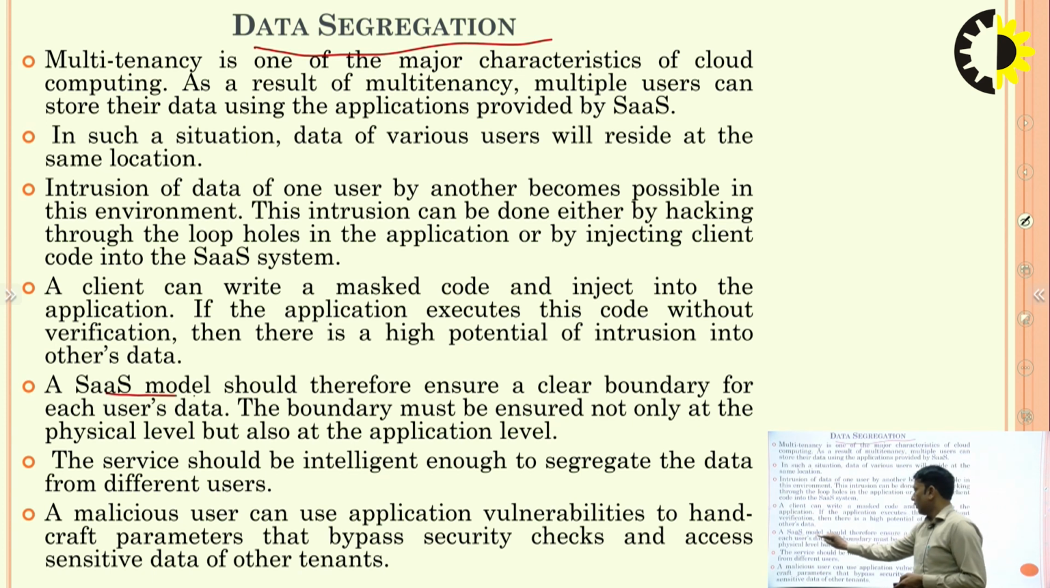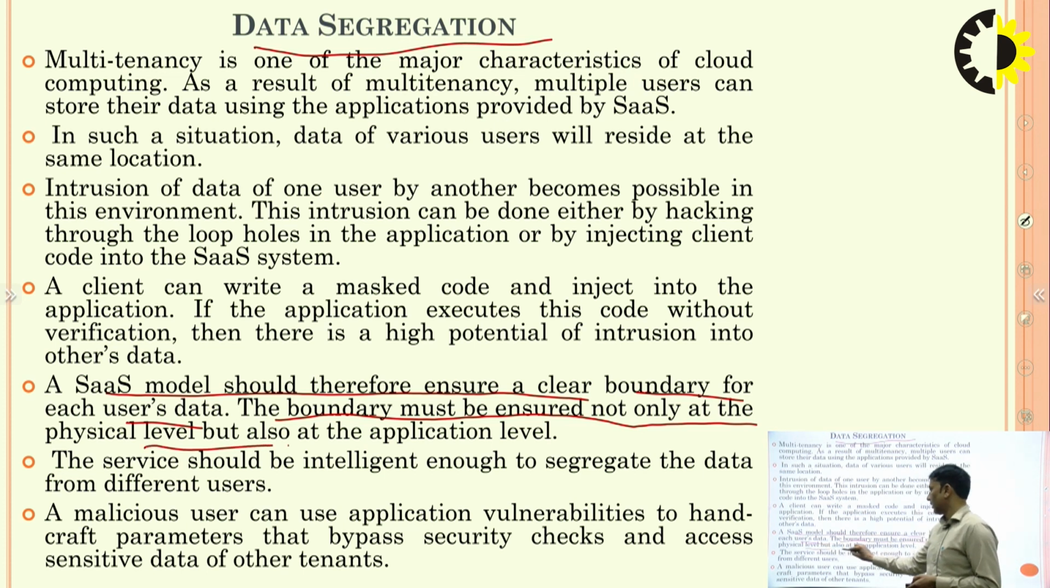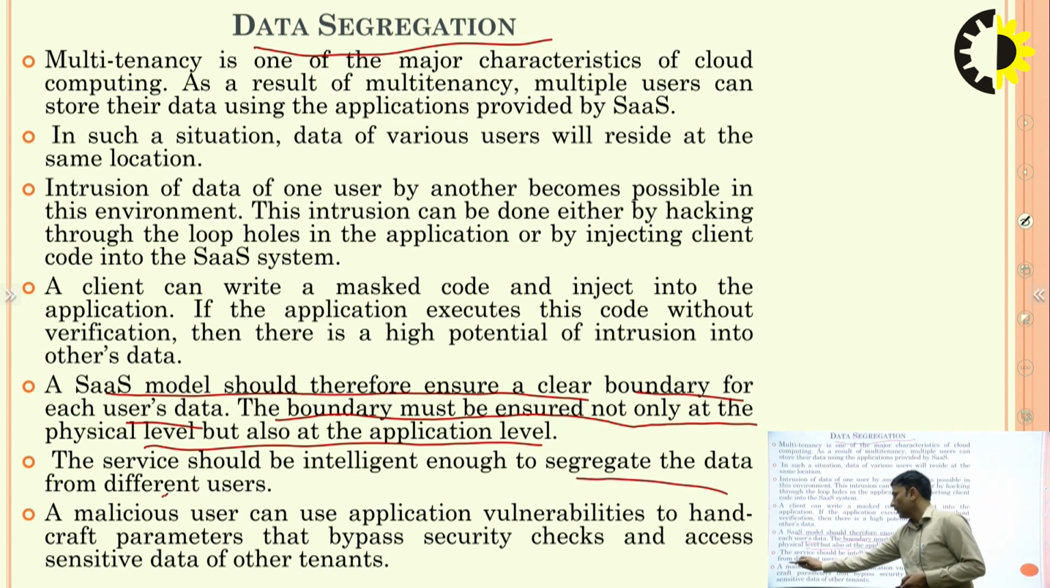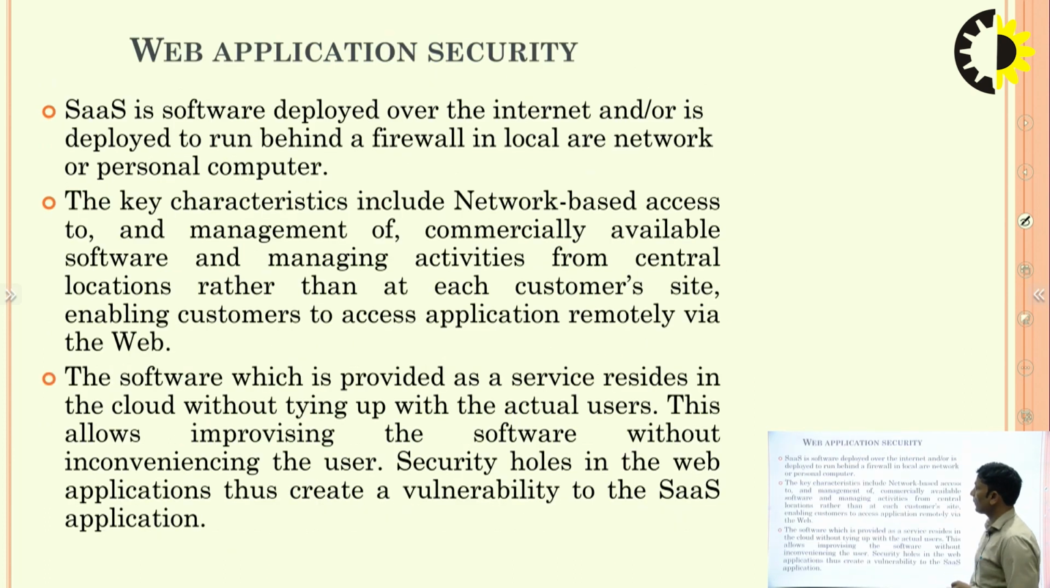So a SaaS model should therefore ensure a clear boundary for each user's data. The boundary must be ensured not only at the physical level but also at the application level. So the service should be intelligent enough to segregate the data from different users. There should be proper data segregation among the different users.